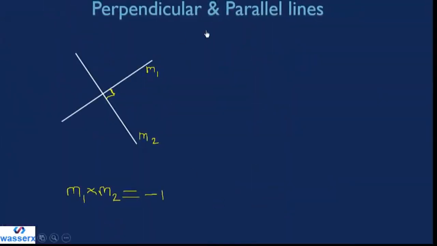If two lines are perpendicular, then the product of their gradients, the first gradient and the second gradient, will give us negative 1. If they are parallel, it means their gradients are the same.